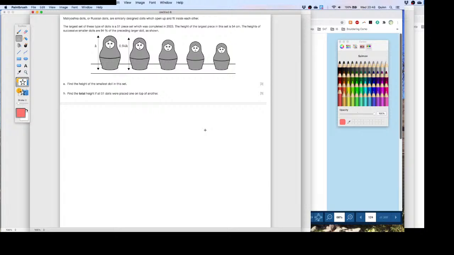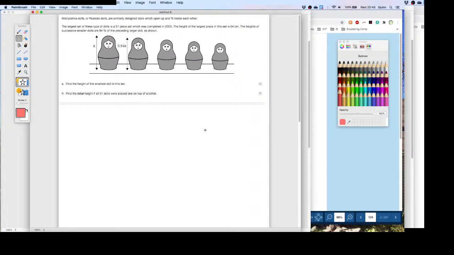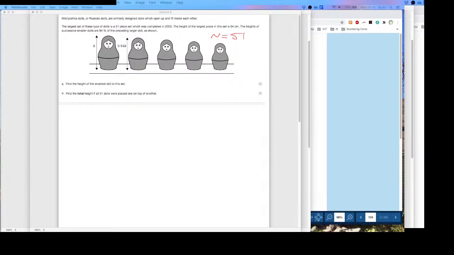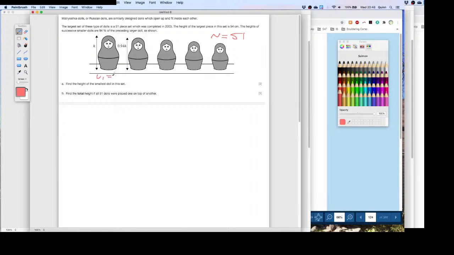So, the 14s, you might have a question like this too, because it's an application question. So what happens is you have these Russian dolls and it says there's 51 pieces. So from the very beginning, we know that n is equal to 51, okay? If that's the case, the largest piece is 54 centimeters. So in this case, U1 is equal to 54. And then the heights of the dolls are 94% of the preceding larger dolls as shown.